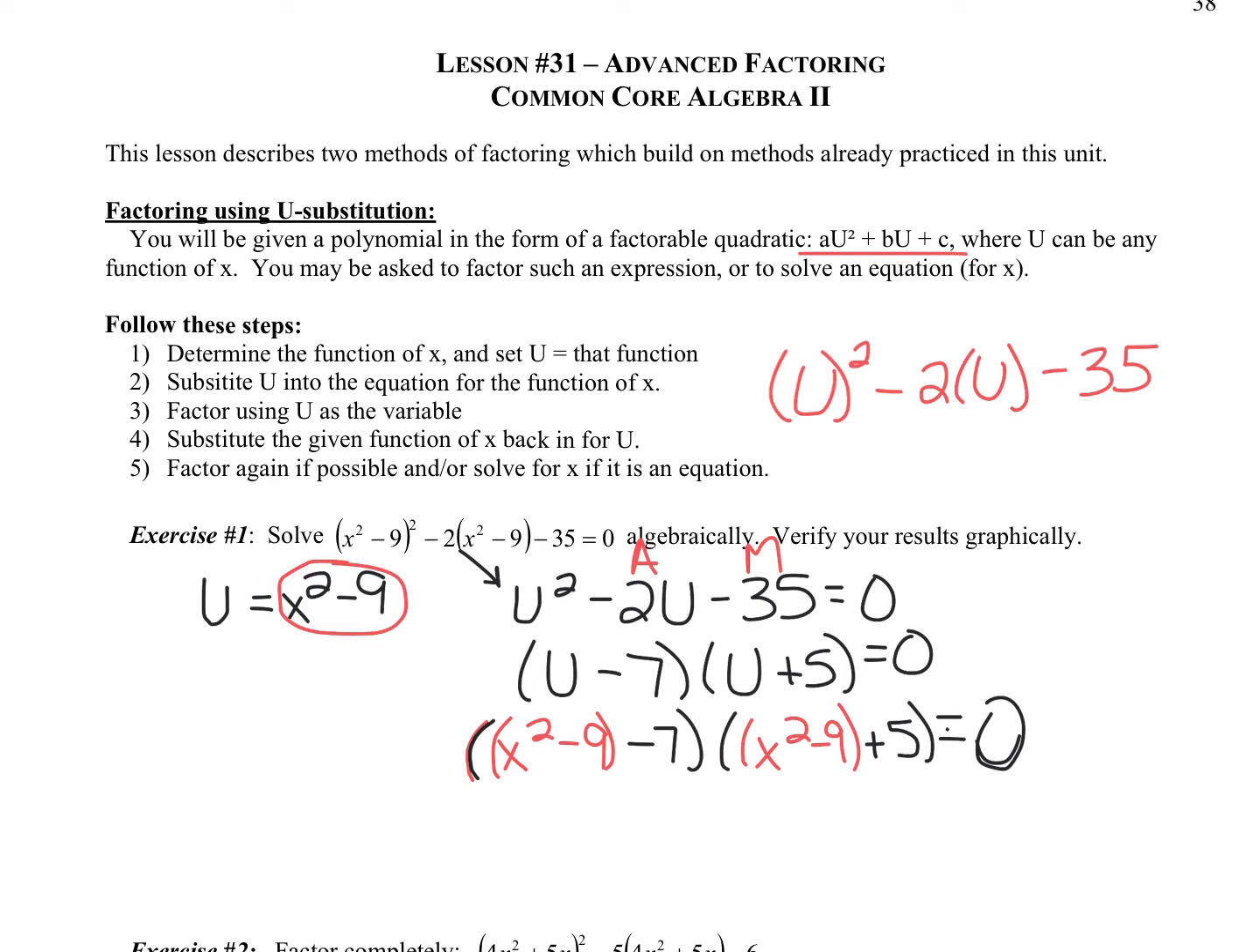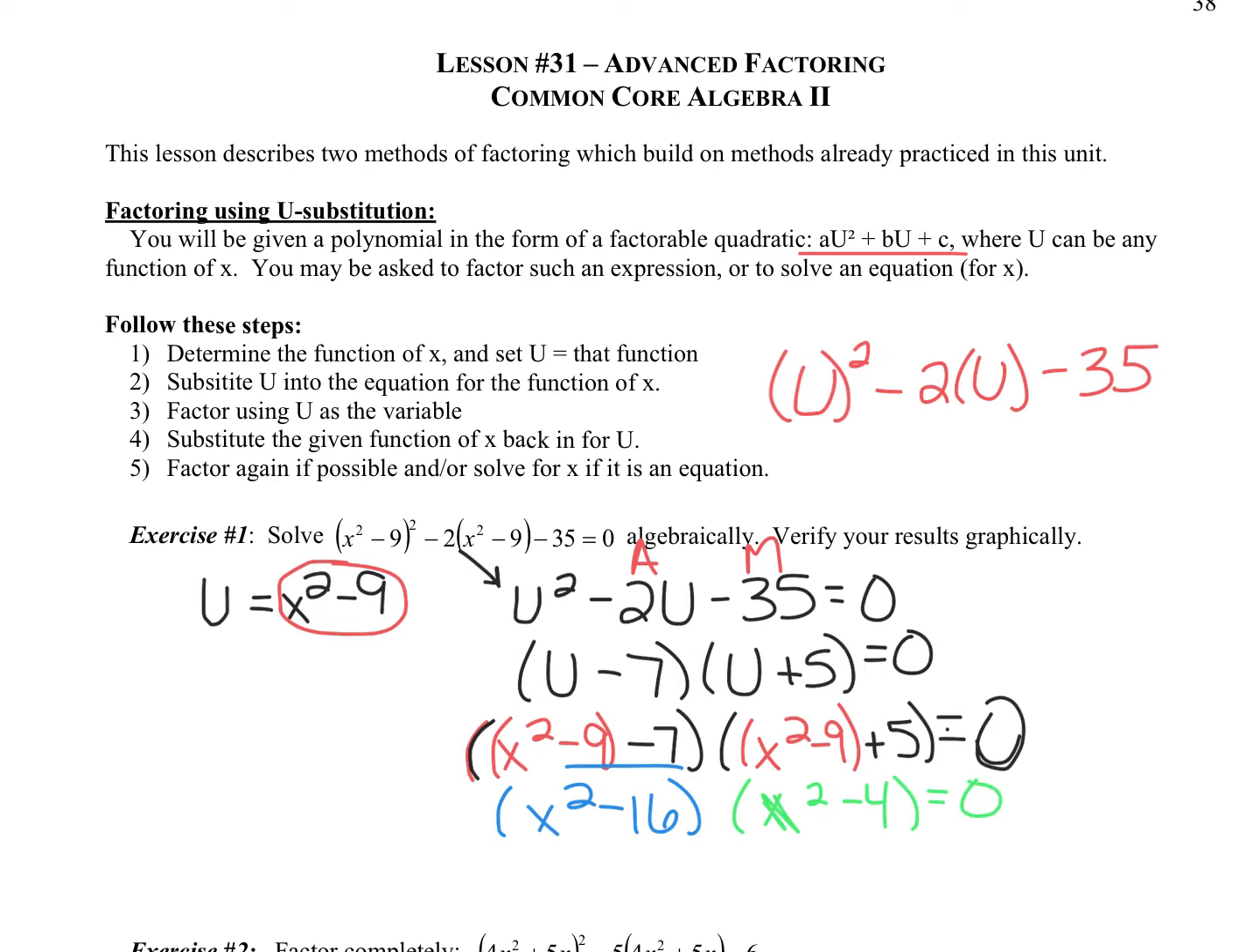Now we're going to simplify. As I said, the parentheses don't really matter. I have x squared minus 9 minus 7, so this one is going to become x squared minus 16 when I combine the negative 9 and the 7. No distribution: the negative 7 is a minus 7, not times negative 7. And then the second one, x squared minus 9 plus 5, so that's x squared minus 4.